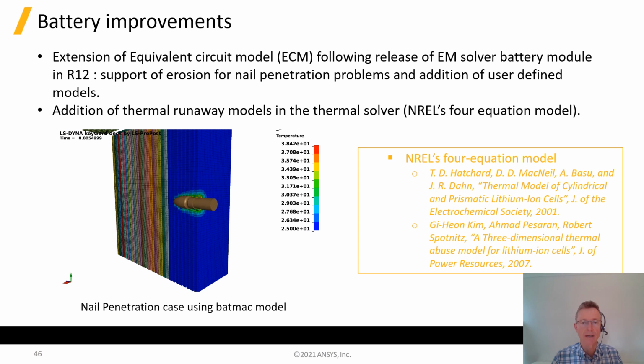In battery modelling, the BATMAC capability has some new features for modelling penetration by objects such as nails. Firstly, the BATMAC elements erode when the strain reaches a certain limit, and secondly, the nail can form a short circuit between the conductors. There are also some new algorithms for modelling thermal runaway, which are more realistic.